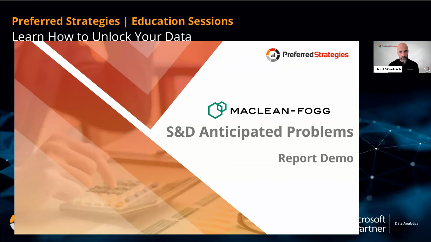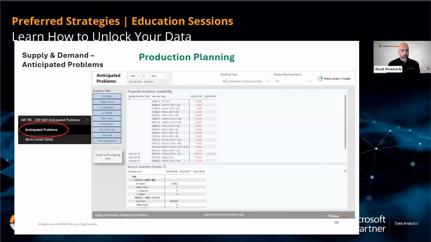So jumping right into the demonstration, this is our supply and demand anticipated problems report. I'm going to talk about it from three perspectives. The first is our production planning, and that's really where we started with this, a tool for our production folks and our planners there. Then we're going to talk a little bit about the work center detail and getting visibility into what we have at any given work center. And then lastly, looking at it from a purchasing perspective, switching some of the filters and the slicers over to purchase parts, and seeing if we can utilize the same tool to give them visibility similar to what we're doing with production planning.